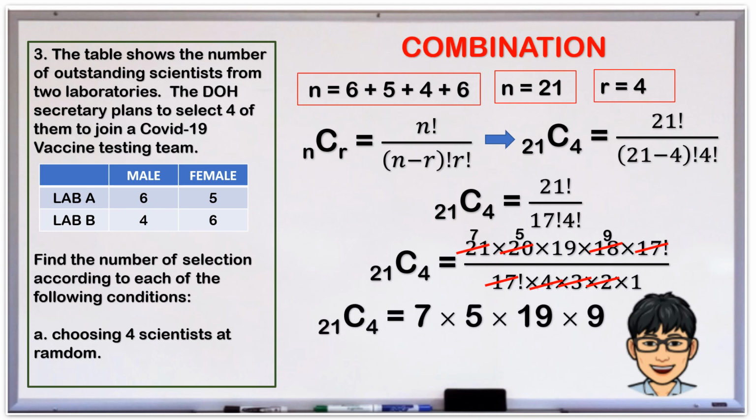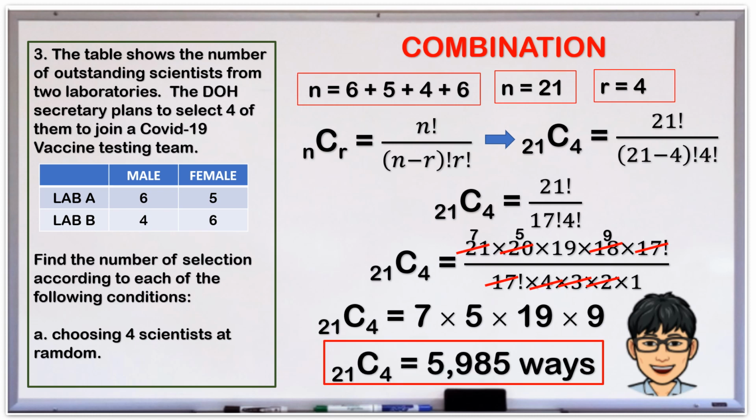Next, let us find the product of the remaining numbers. 7 times 5 times 19 times 9. And that is equal to 5,985. So therefore, we have 5,985 ways to select 4 scientists at random.